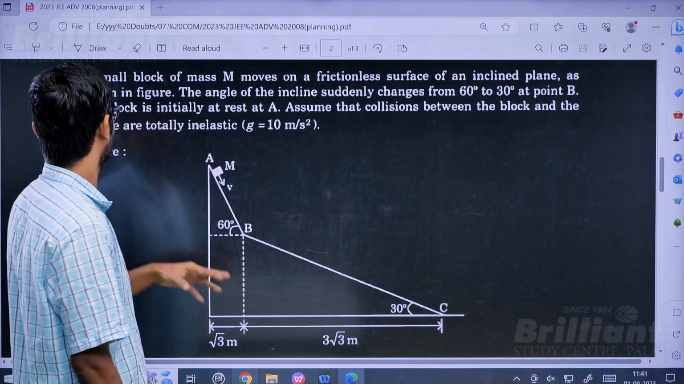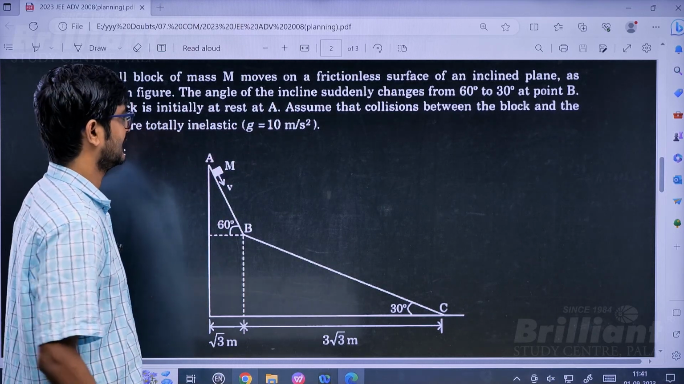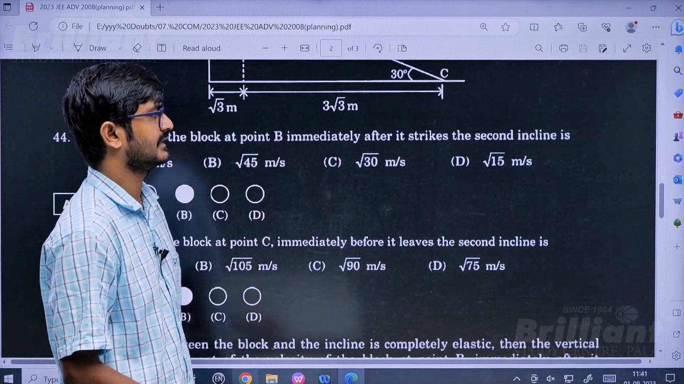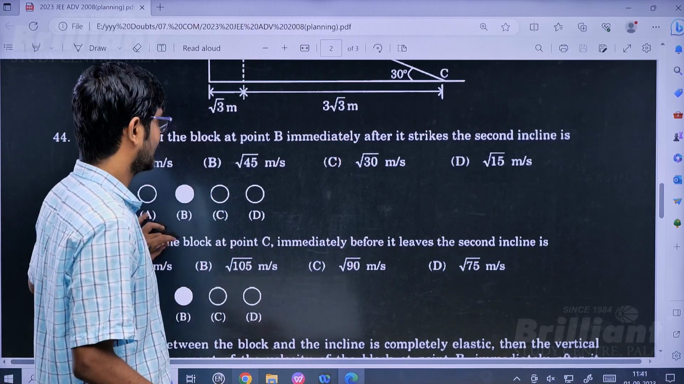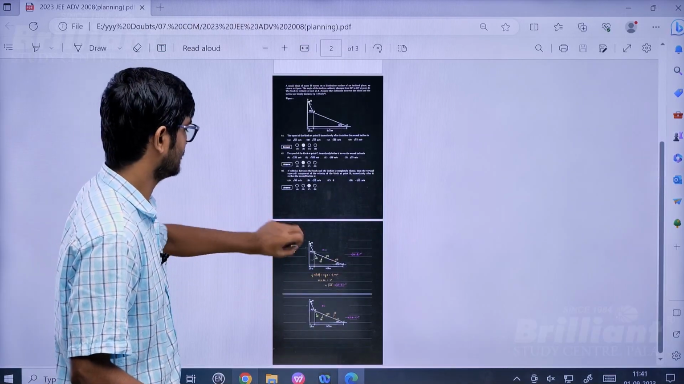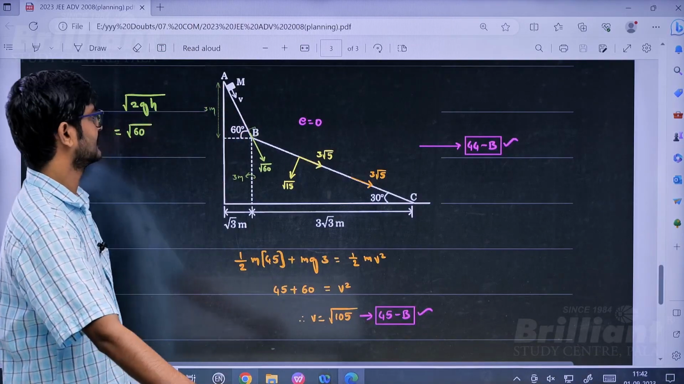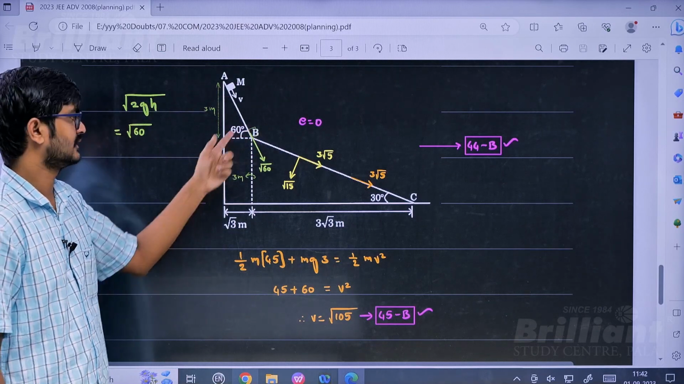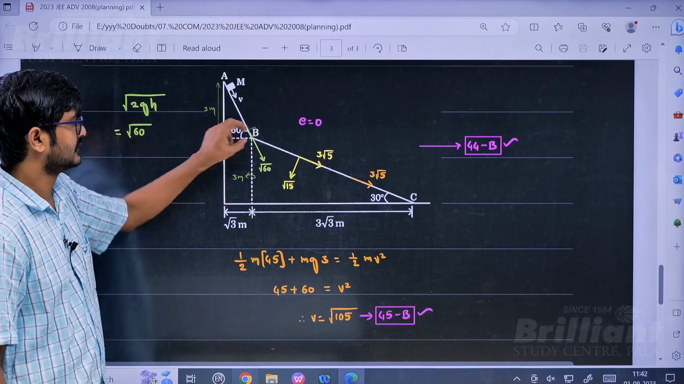Assume that the collisions between the block and incline are totally inelastic. Now, find the speed of the block at point B immediately after it strikes the second incline. So, what I can do is, from here to here, I do energy conservation and I'll get the velocity here. That will turn out to be root 60.